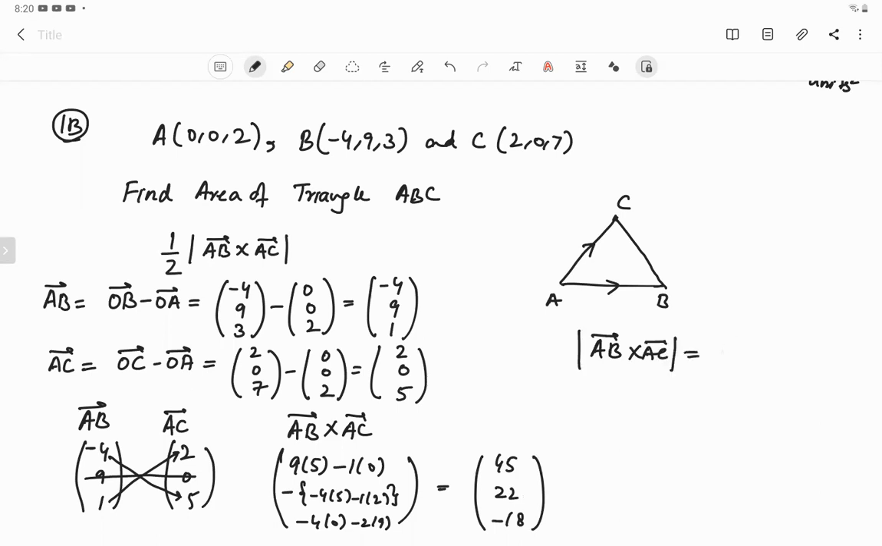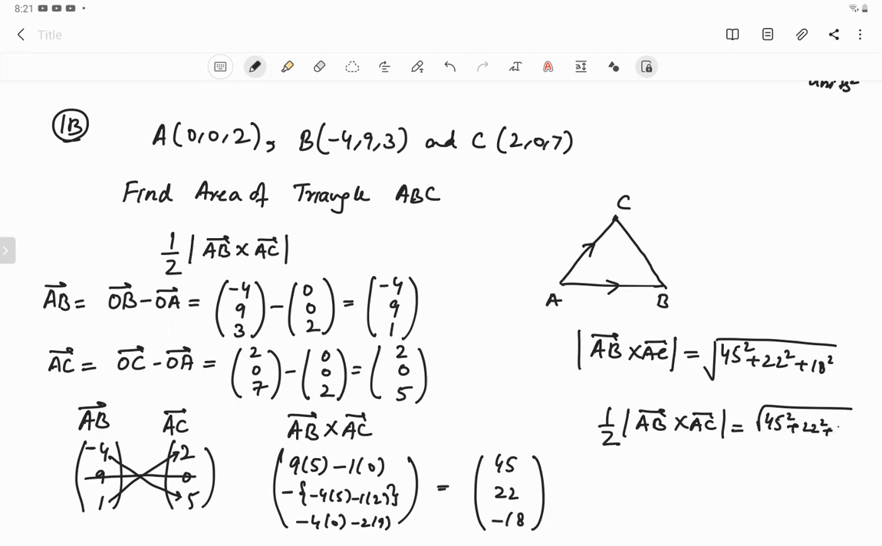When you calculate the magnitude of this, it's 45 square plus 25 square plus 18 square under root. Okay. And then area of the triangle is equal to 1 by 2 AB cross AC. And it becomes equal to 45 square plus 22 square plus 18 square over 2. I hope you understand it.